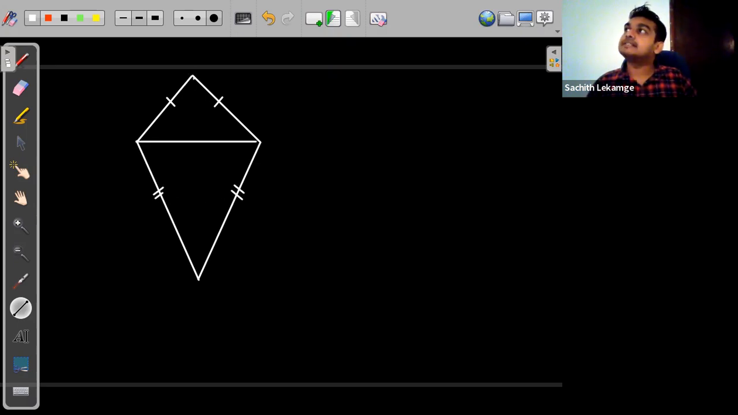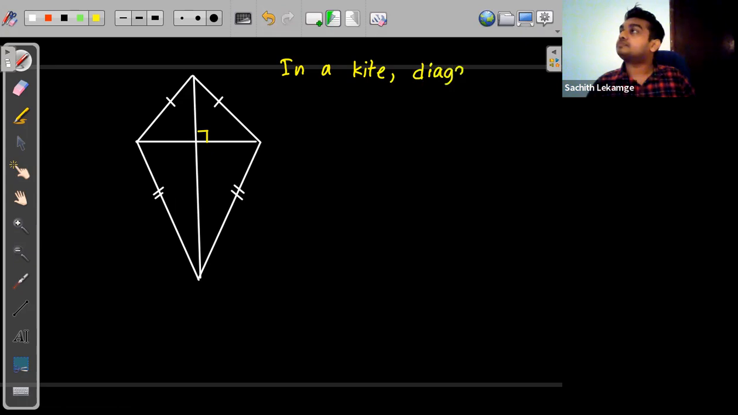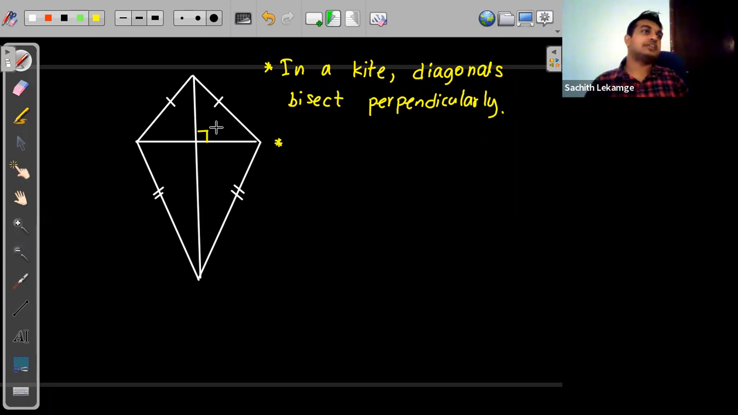When you draw the diagonals, they bisect perpendicularly, that you all need to know. In a kite, if you need, write down this property: in a kite, diagonals bisect perpendicularly. Ritil, tell me, what are the other quadrilaterals whose diagonals bisect perpendicularly?